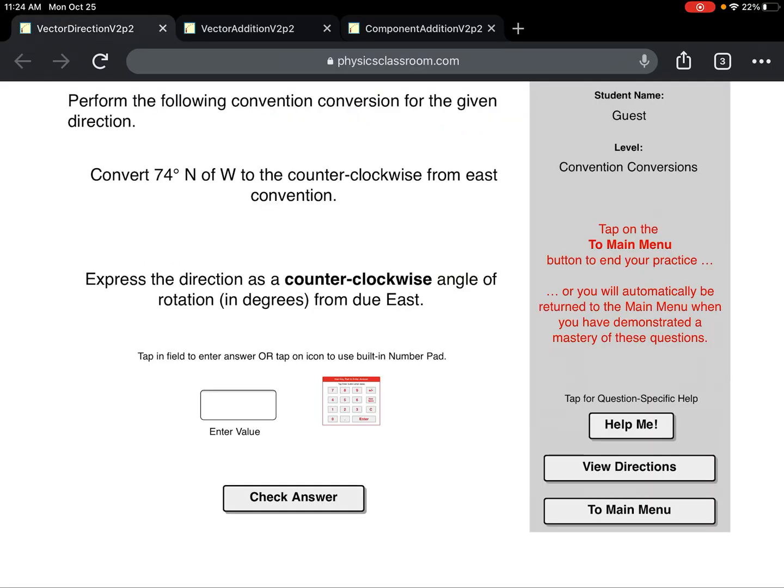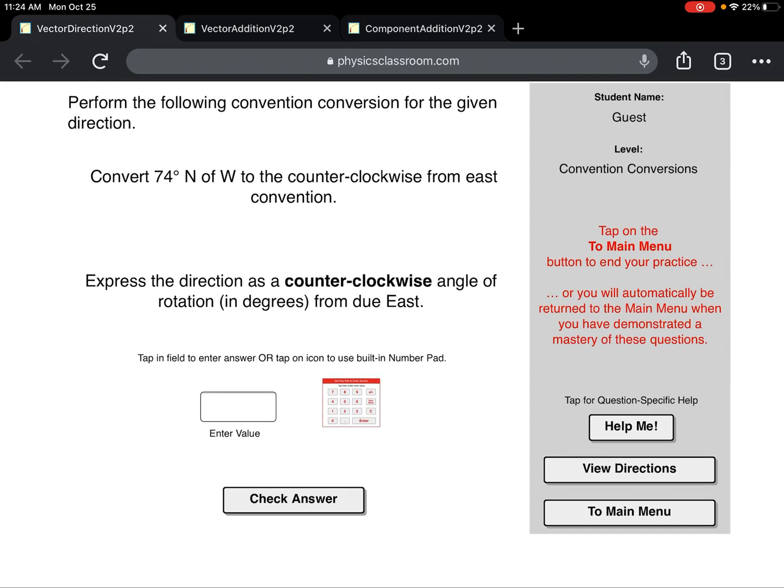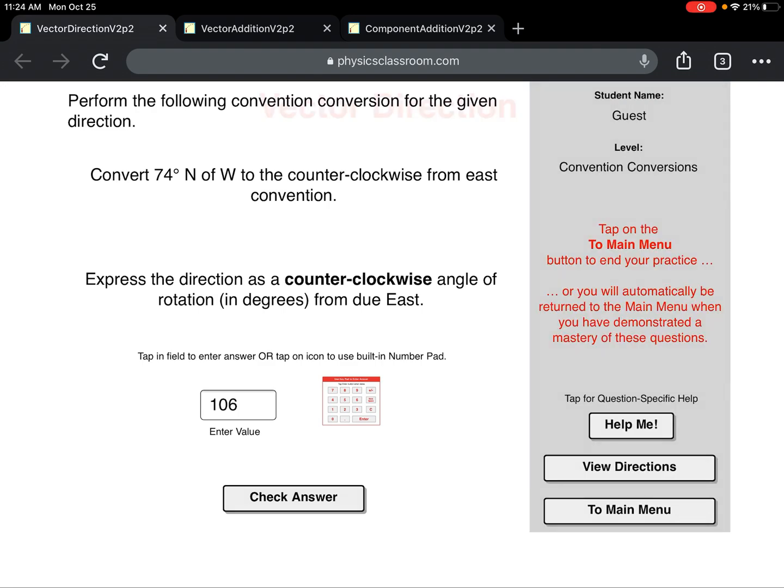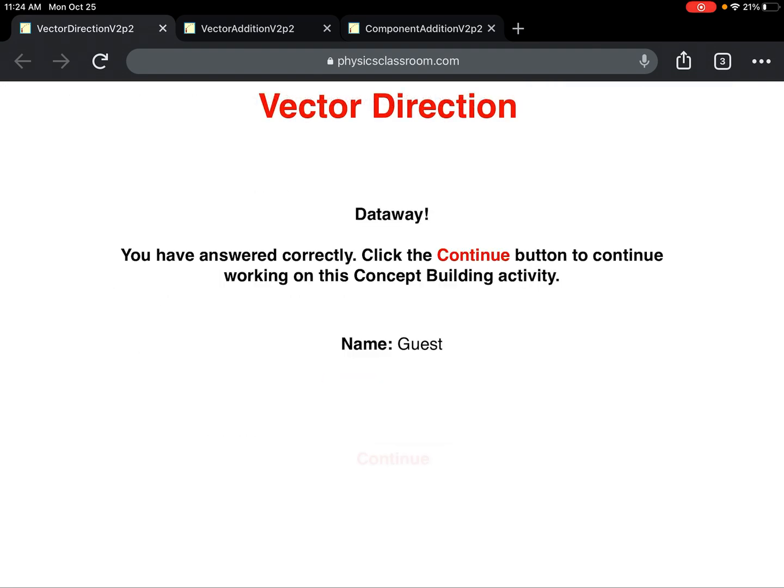Vector direction, tab. Okay, you don't want to let me do that? I'll just type my keyboard. Are you serious right now? Oh, I guess you have to use the built-in number pad. Check answer, and correct. Yeah, we got it.